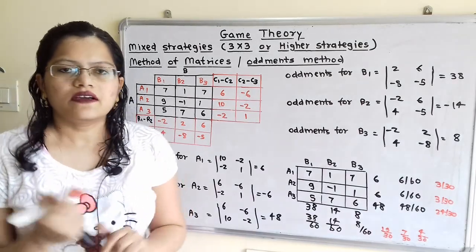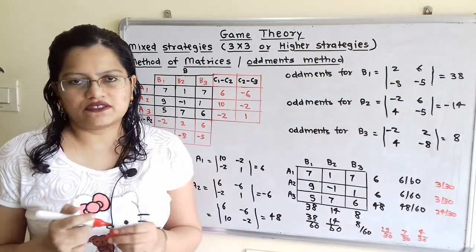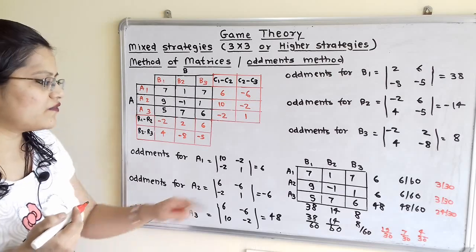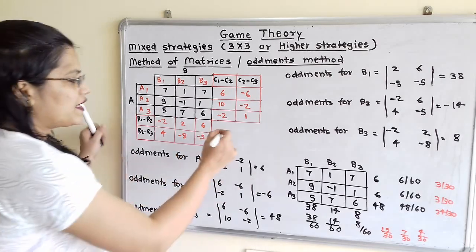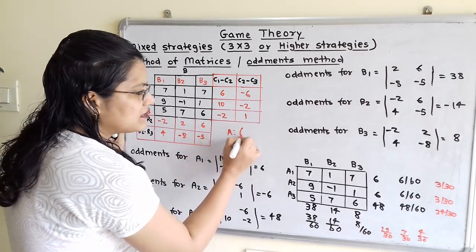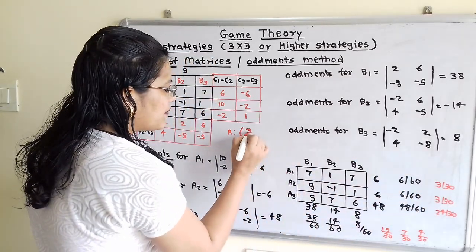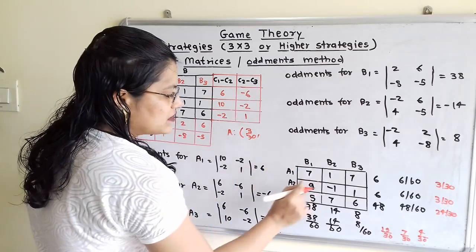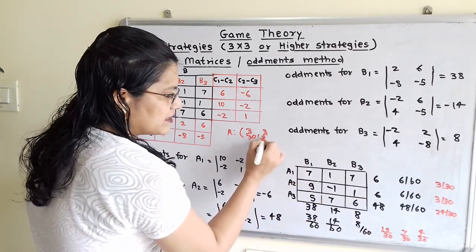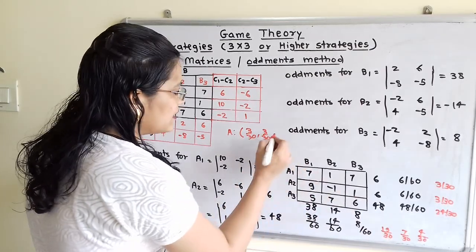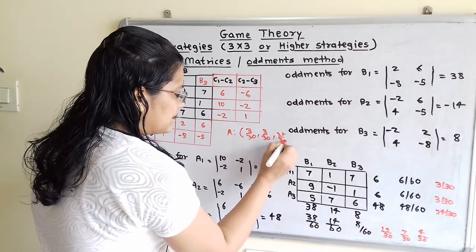Now we can write the optimal strategy. So what is the optimal strategy for A? For A, the optimal strategy is that A will choose strategy A1 for 3 by 30 times, strategy A2 for 3 by 30 times, and strategy A3 for 24 by 30 times.